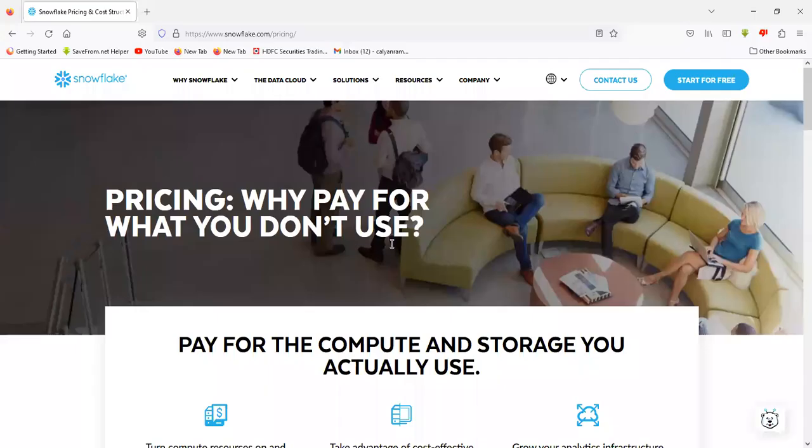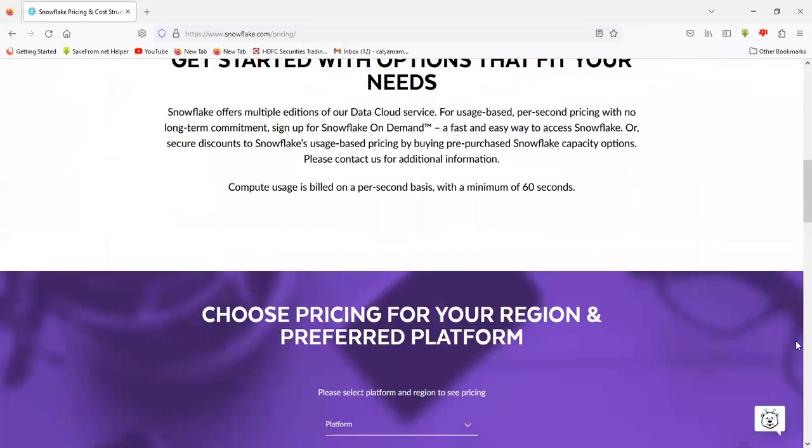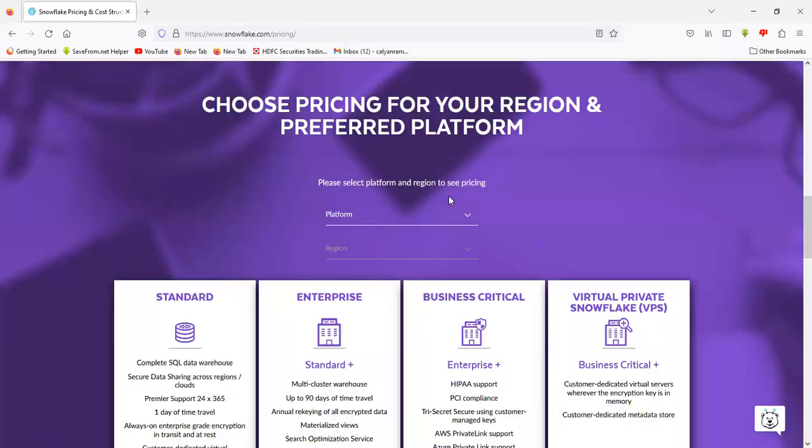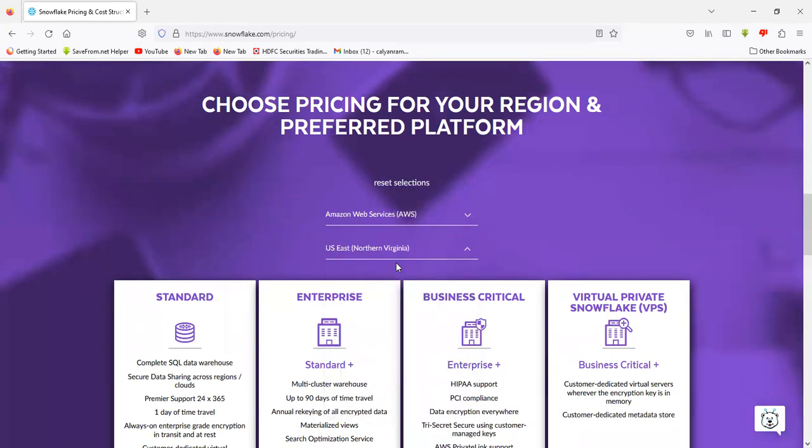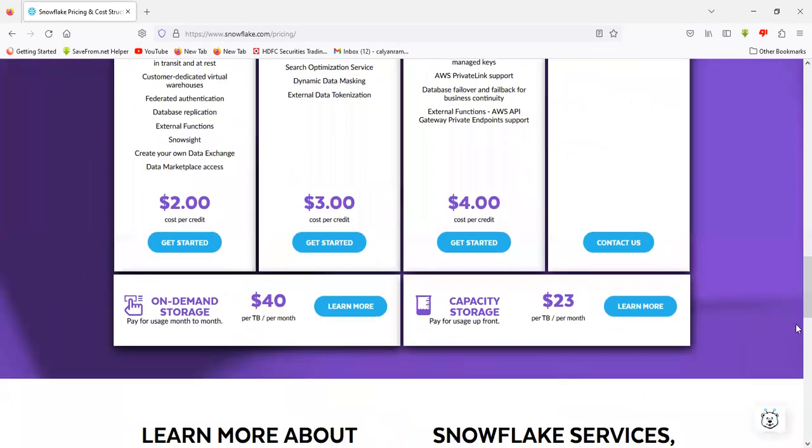This is the Snowflake website, and I am going to show the pricing. Here, please select the platform and region to see the pricing. I am going to choose AWS and the US region. Then see the pricing plan. On-demand storage is $40 and capacity storage, the prepaid one, is $23. It is the same thing I used in my example.